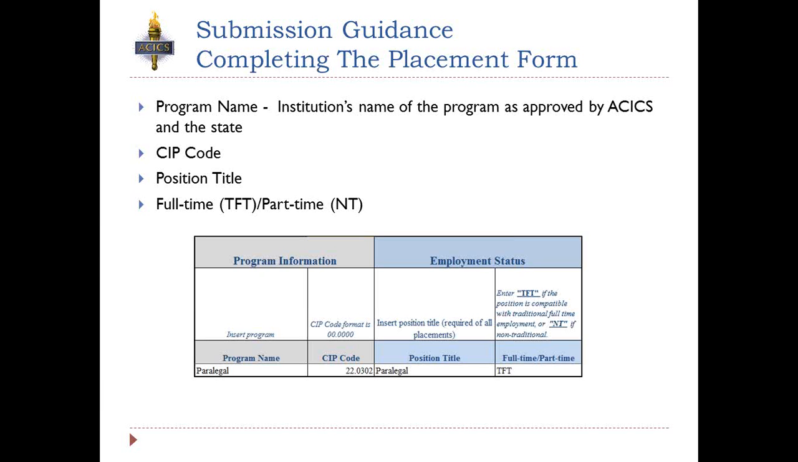The next section is the program information, where you have the program name and its corresponding zip code, the position title, which is required, which we mentioned earlier. If you don't have any placements for that period, you just put in no placements. Otherwise, you have to put in a title, and then whether or not it is full-time or part-time.